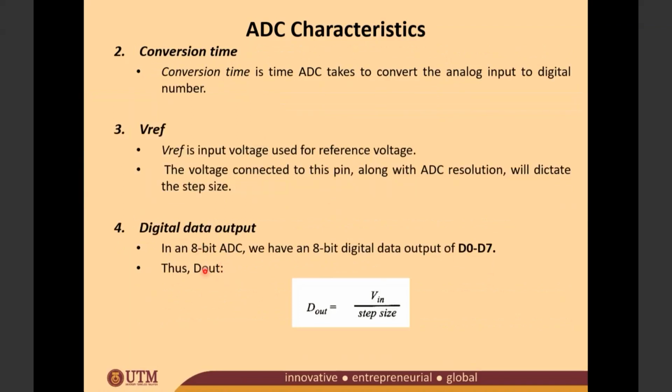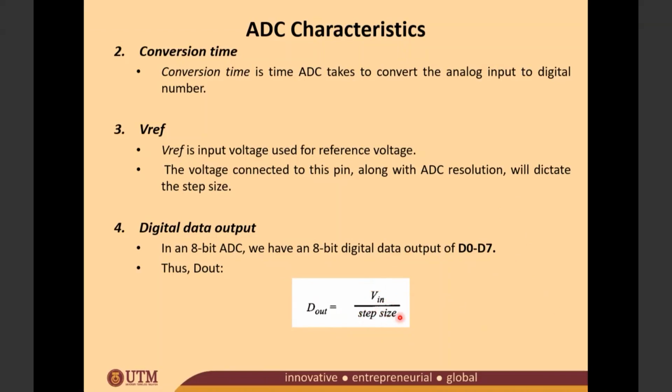So how to calculate the D out? D out is obtained from V in, where V in is your input voltage. For example, let's say you have a V in of 2.5 volt. You're going to find out what is the digital output for this 2.5 volt, which is the binary representation. You just use V in divided by step size.